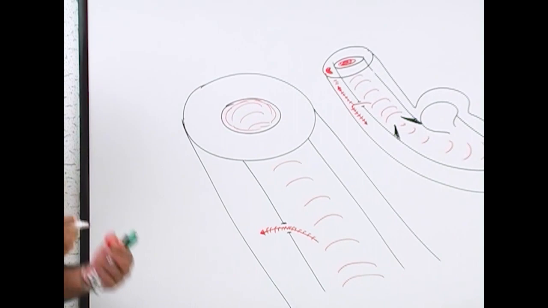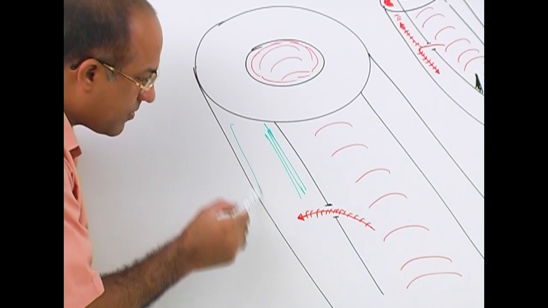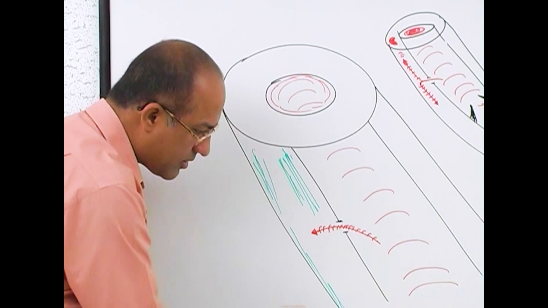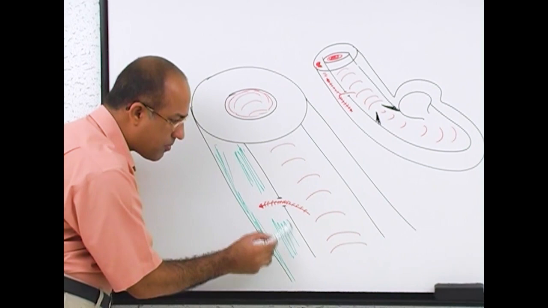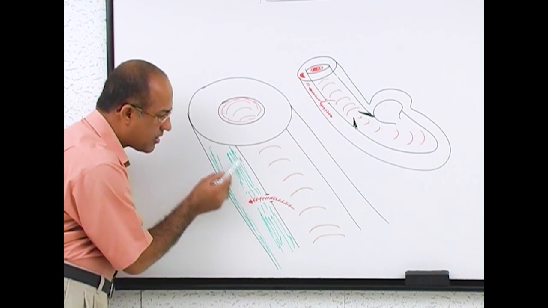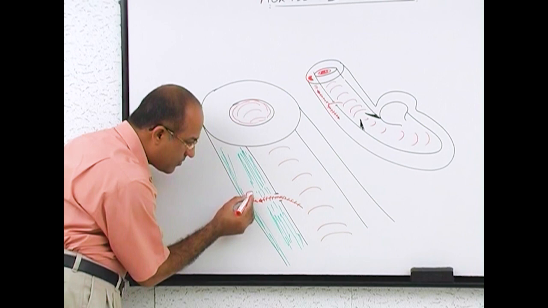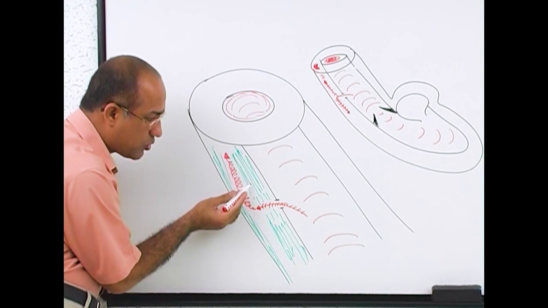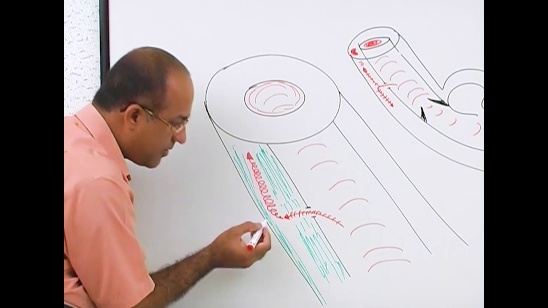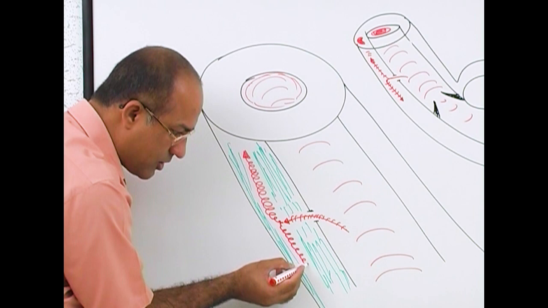Now, let's suppose these are the layers of the media, right? What I'm drawing is the outer one-third of the media, and here I'm drawing the middle and inner one-third of the media. Now, the blood which has entered through the intimal tear starts tracking within the media, between the inner two-thirds and outer one-third. Either it will track distally in the aorta or it will track, yes, proximally into aorta.